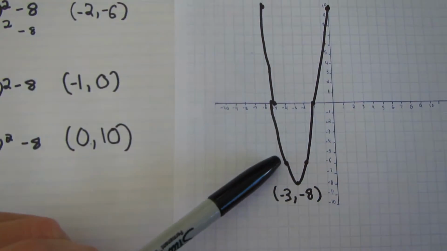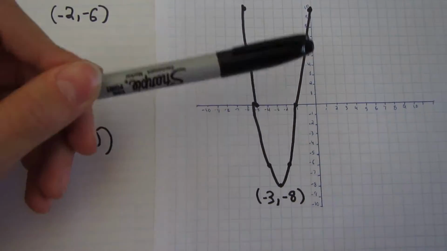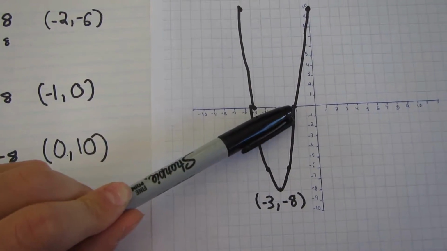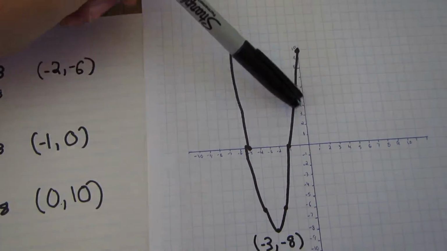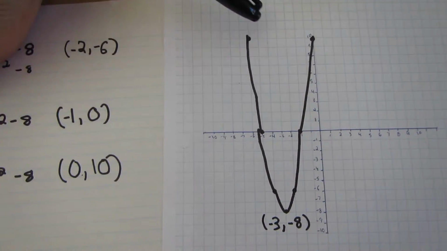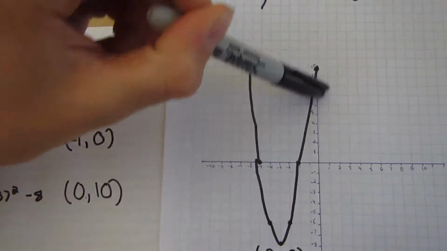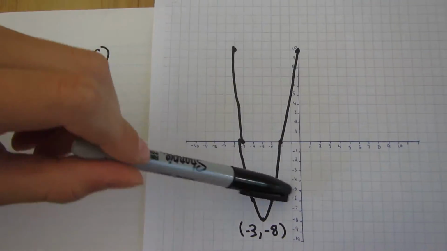Then we have -2, -6, which is right here. -1, 0. And finally, 0, 10. So once you've done that, you put the mirror of the points on this side, and you draw them with the line.